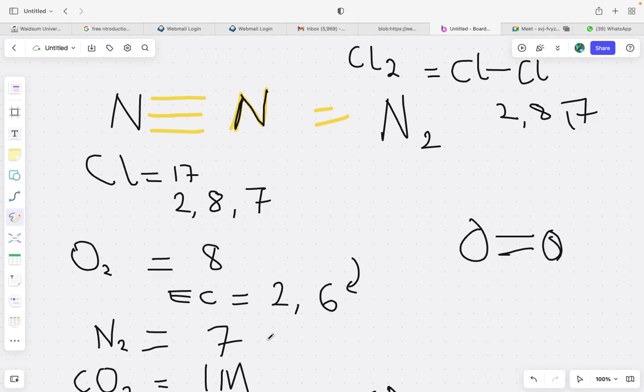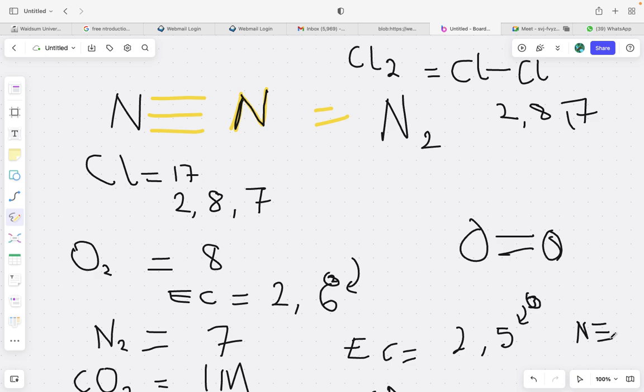Since it's in position 7, if you draw the electronic configuration for nitrogen, first shell will take 2, the second shell only has 5 left. If it has 5 left, it's looking for 3 more to complete 8. This one was looking for 2 more to complete 8, that's why it's double bond. This one is looking for 3, so it will be triple bond. So nitrogen to nitrogen, we undergo what we call triple bond.